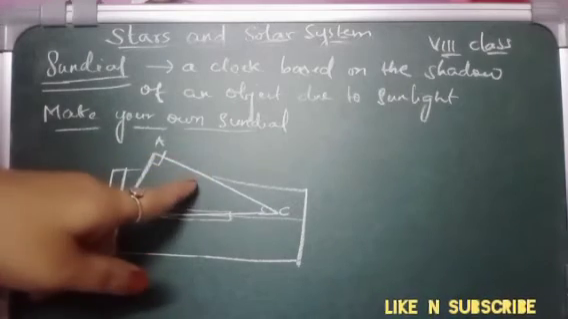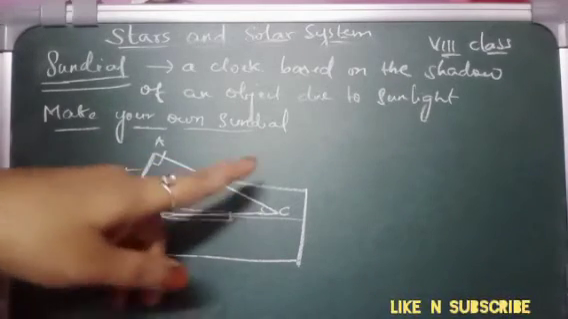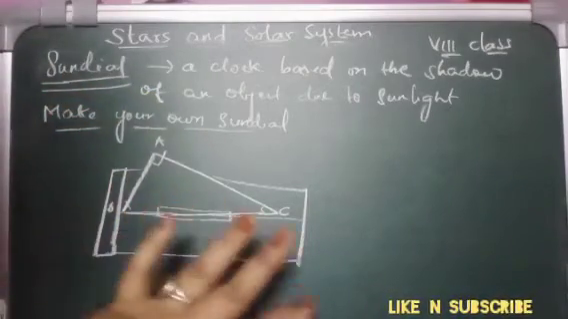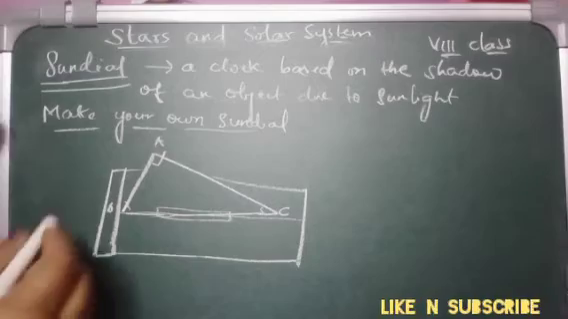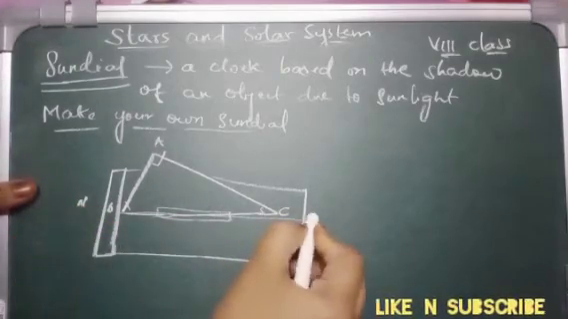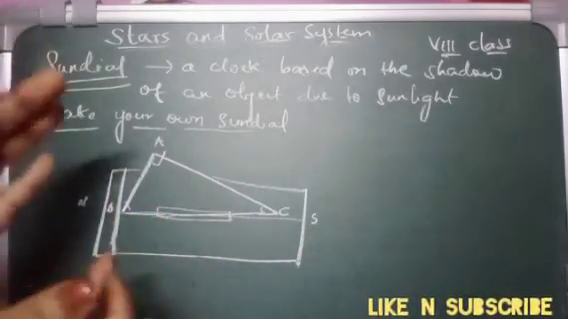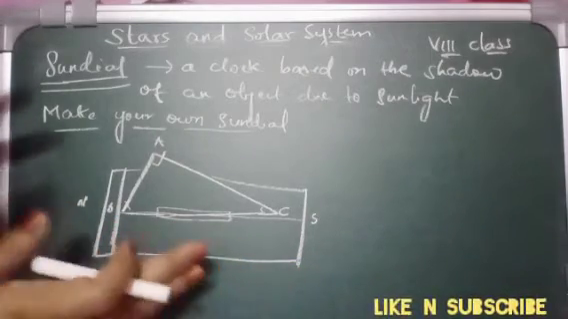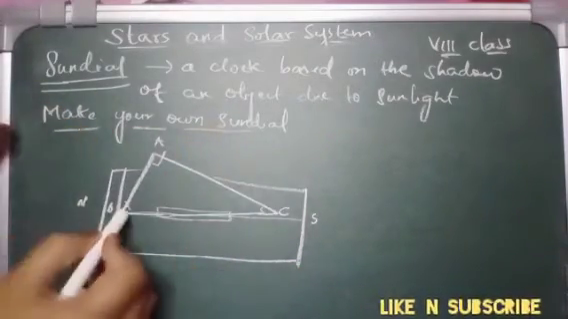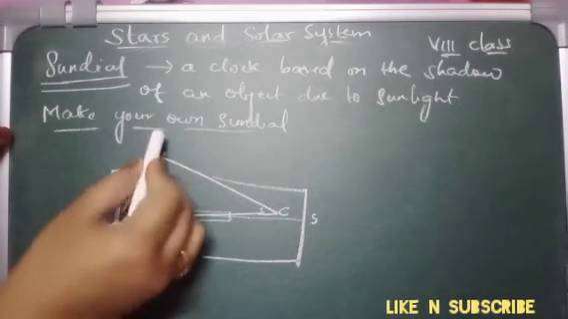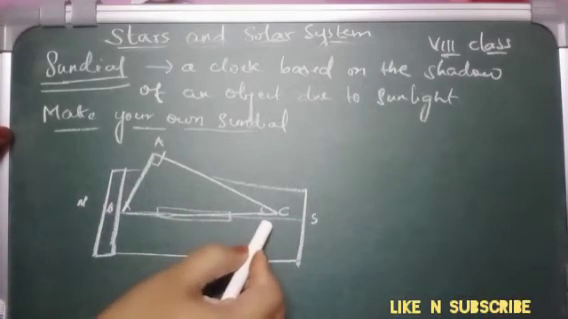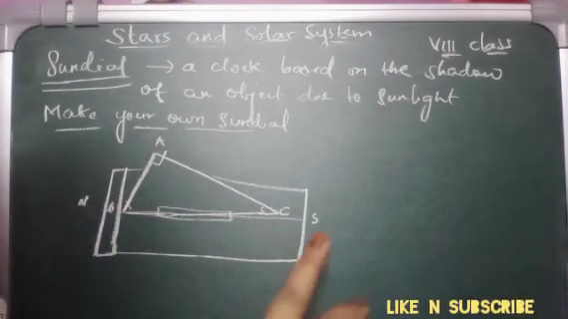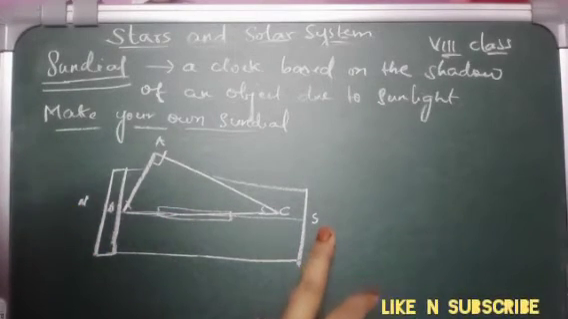So based on B and C, the triangle should be placed in the north-south direction. Here this should be the north side and this should be the south side. You should place this wooden plank under the sun in such a way that the B side of this cardboard is on the north side and C is on the south side.